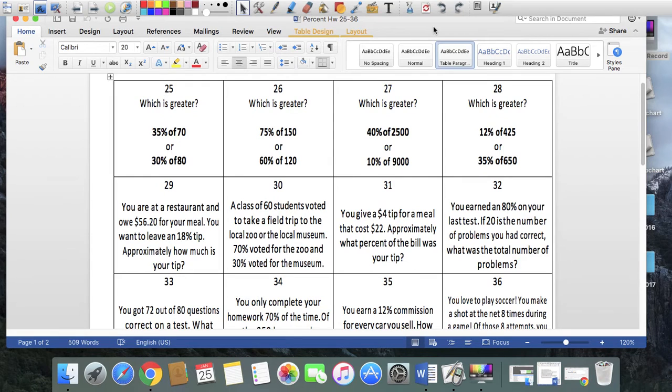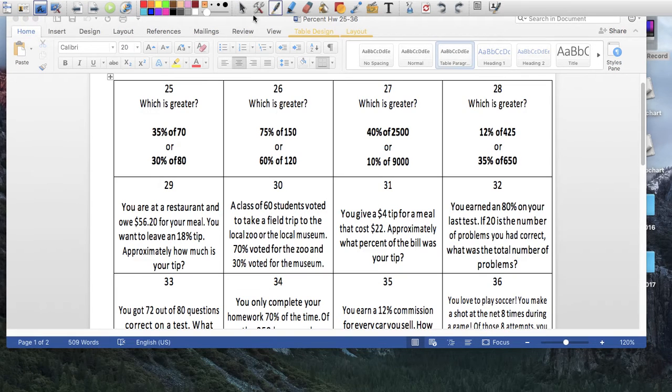First one, 25. Which one is greater? 35% of 70 or 30% of 80? So we are going to have to do two things over here. I'm only going to do 25 and 26 because the answers are at the bottom, but I'm going to show you, just going through the procedure a couple times. So let's do 25. 25 is 35% over here.